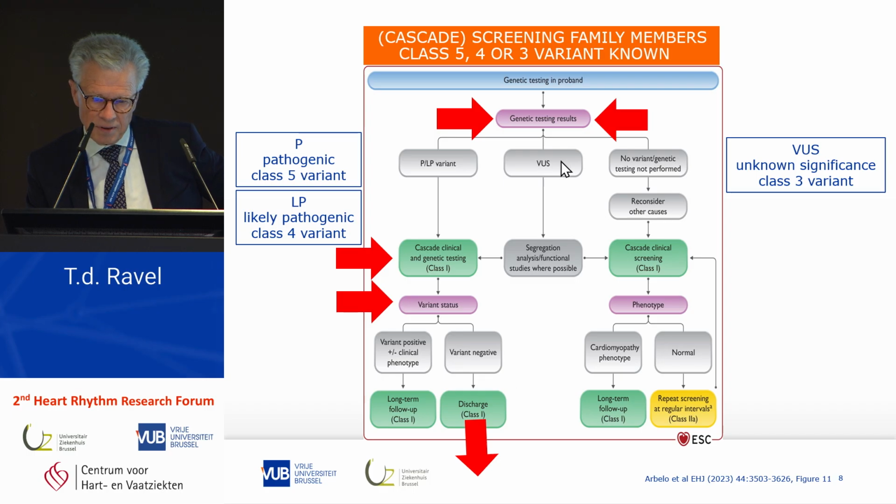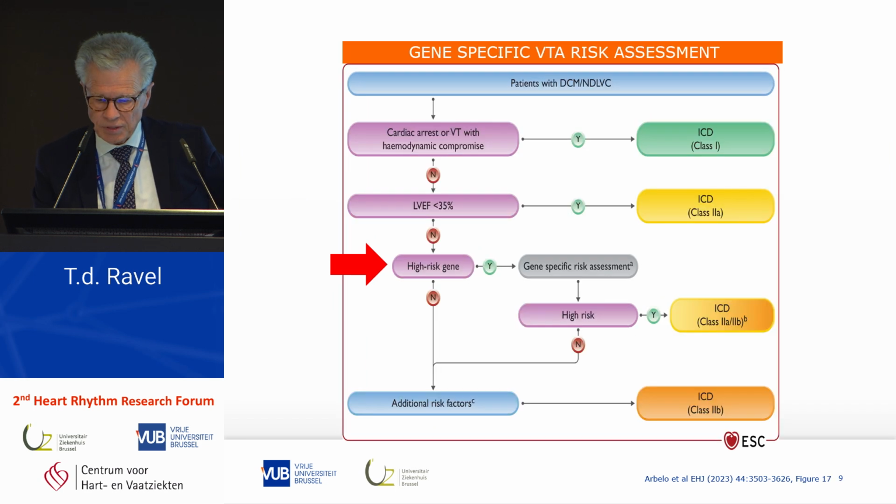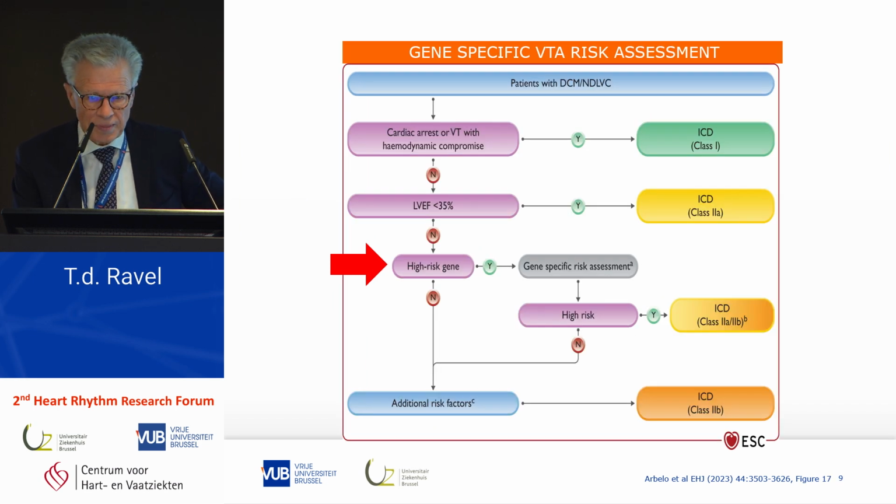Where we do have a variant of unknown significance and segregation has not helped us, or where there's been no variant found today, these patients are called back regularly 5 years later. So plus minus 5 years. So technology advances and more genes are known. So it's important to keep them on your books.